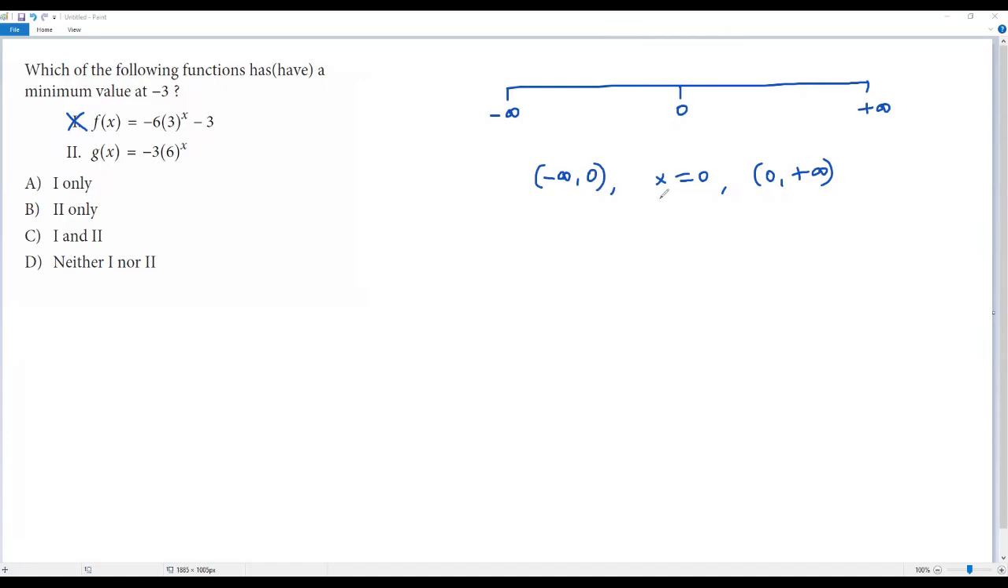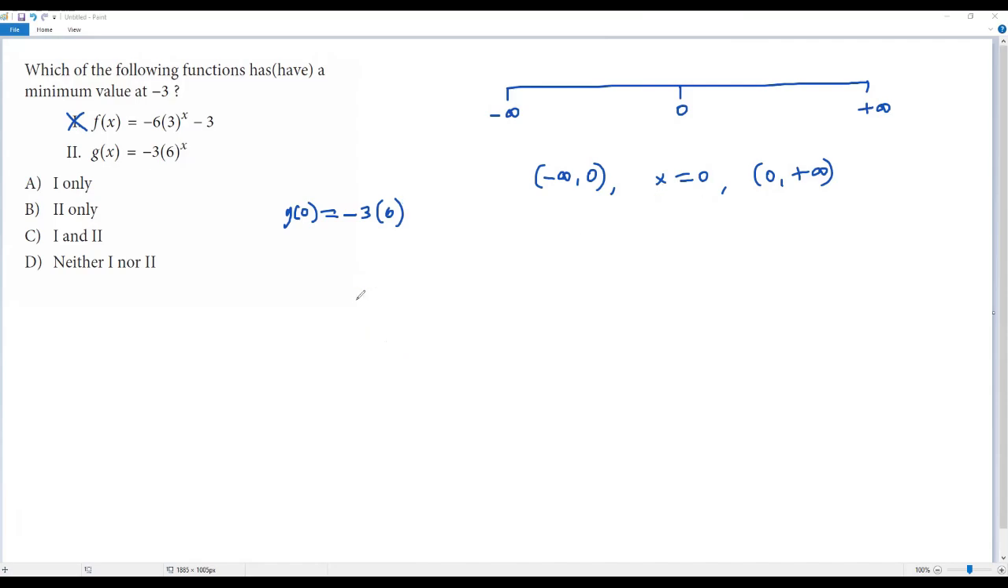Okay, let me consider the second part of the domain, that is x equals 0. Let's plug in this 0 for x over here. Then we get g of 0 equals -3 times 6 to the power of 0. -3 times, and the value of 6 to the 0th power is 1. -3 times 1 is -3. In the second part of the domain, we have only one value for x, that is 0. For that value of x, we get -3 as a value for g of x. Since we get only one value for g of x, that is -3, in the second part of the domain, we cannot consider this one as a minimum value or maximum value. There is only one value for g of x in the second part of the domain.